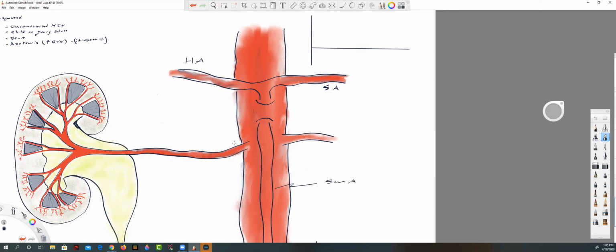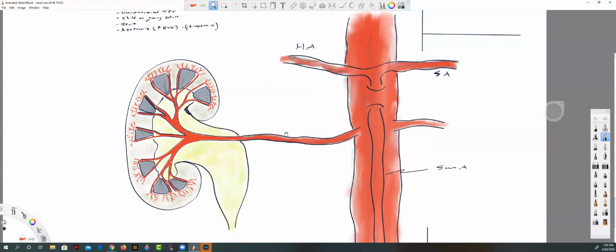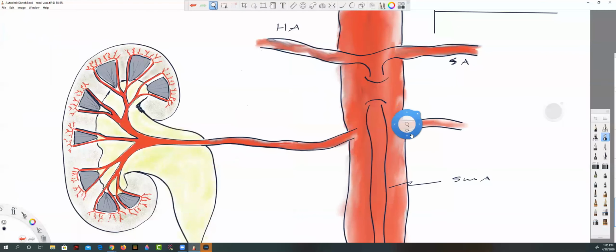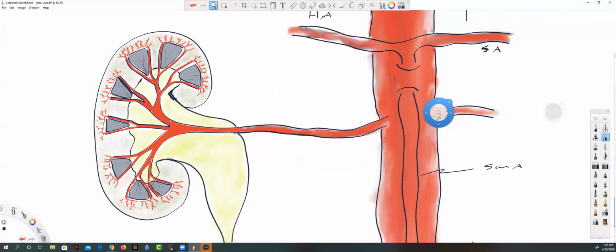SMA and renal artery, and obviously aorta, of course. Let me get in a little bit closer here. So I didn't bother. Oh, you know what? I probably could have copied this, flipped it, and put it over on the other side. Darn it, that would have been cool. Well, I didn't do that, so.